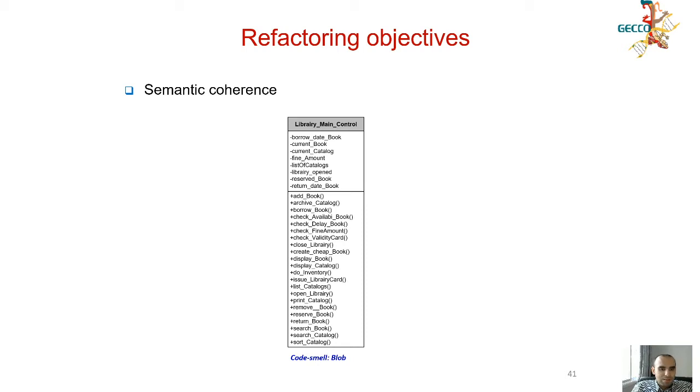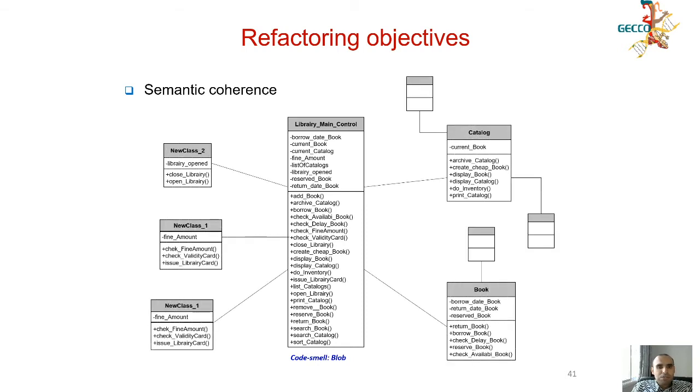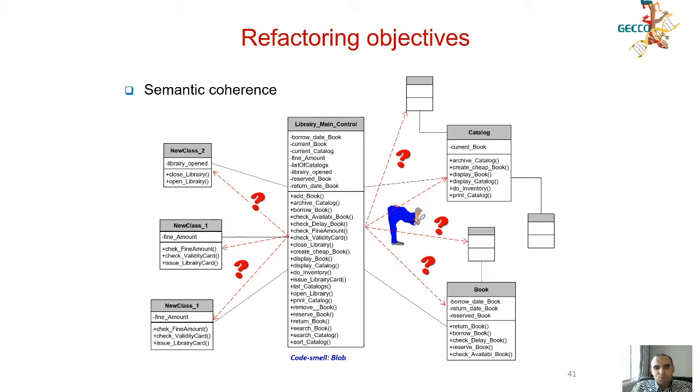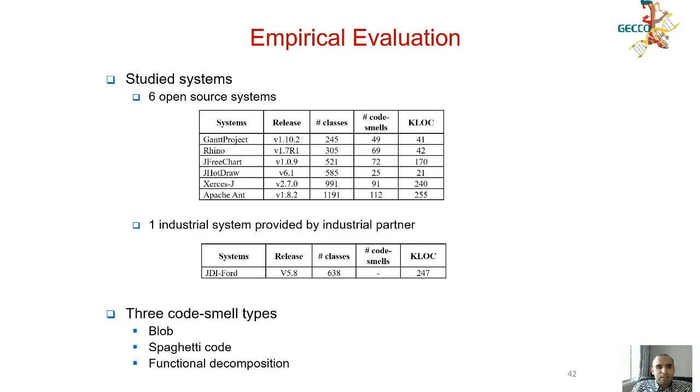Let's suppose we have the same class, the God class. To move a method from the God class to the related classes, we can have multiple options. So the question is, which one is the most appropriate class to host the method? Here we calculate the semantic coherence based on information retrieval techniques such as the cosine similarity between the used vocabularies from the source and the target class.